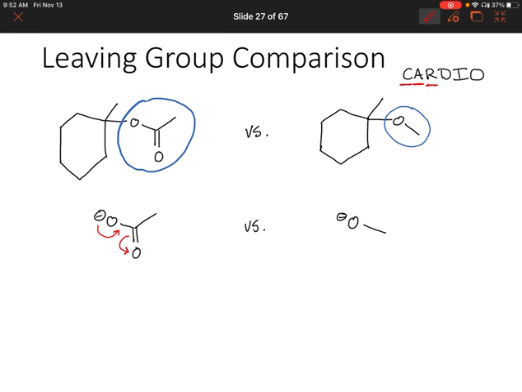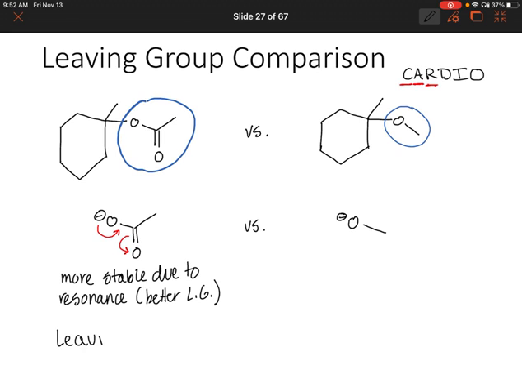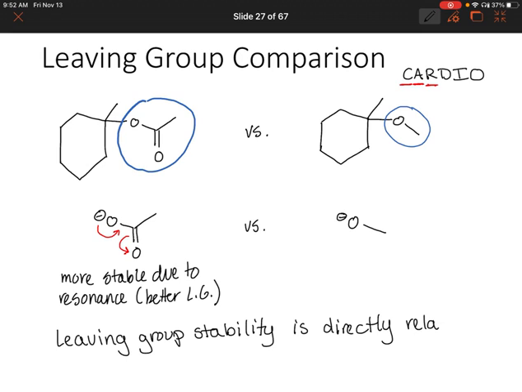So that tells me that the leaving group on the left-hand side, the ester group, is more stable due to resonance. So that means it's the better leaving group. So again, the leaving group stability is directly related to conjugate base stability.